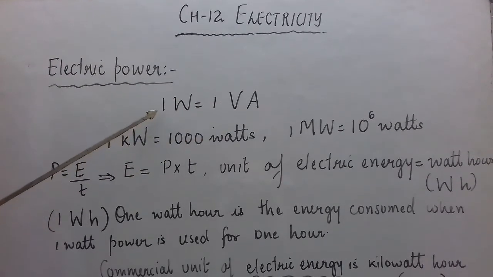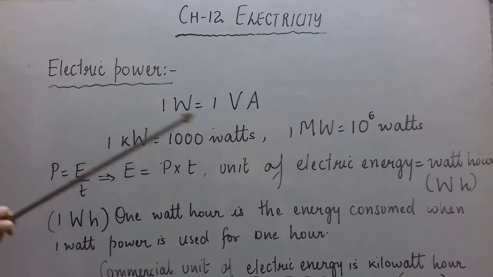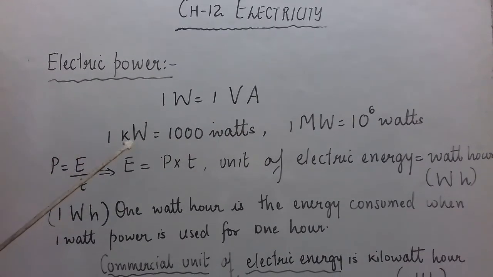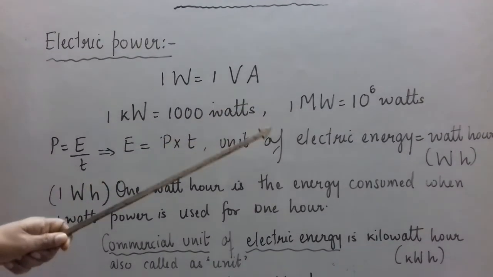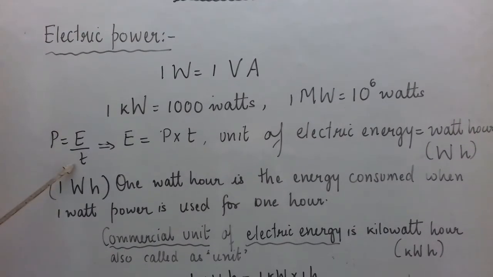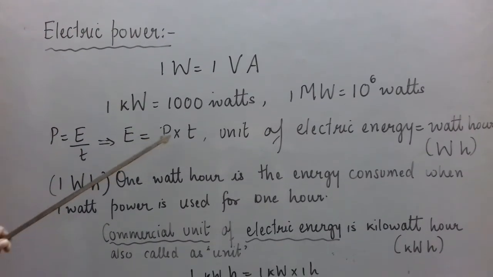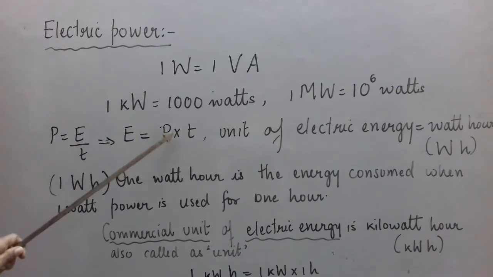Now watt is a very small unit of power. So we have bigger units like kilowatt and megawatt. 1 kilowatt is 1000 watts and 1 megawatt is 10 raised to 6 watts. Now we know that power is energy divided by time. So energy is power into time.